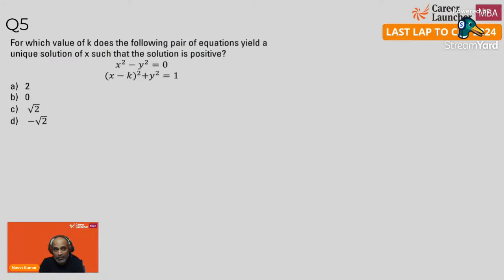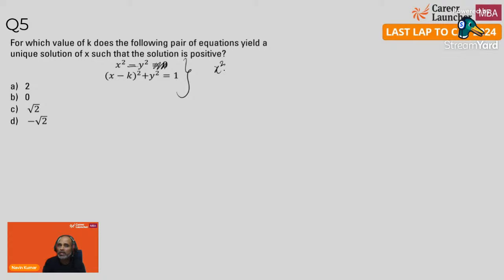Next one, for which value of k does the following pair of equations yield a unique solution of x such that the solution is positive? Positive solution chahiye hame, right? So since we are asked a unique solution of x, that means we need to get rid of y, right? So the first approach would be, we can substitute, see, this is basically this, right? So instead of y square, I'm going to put x square. So we will have the first one, I'll open the bracket.